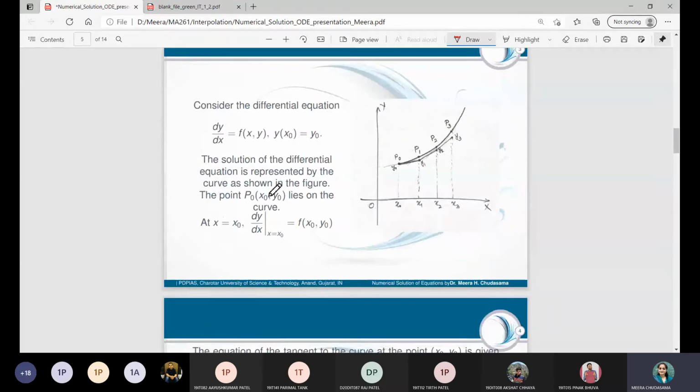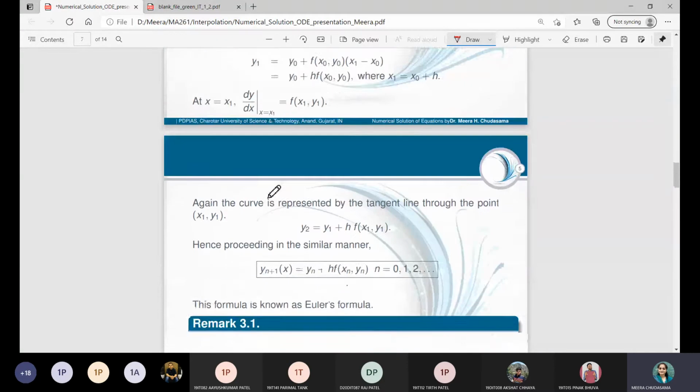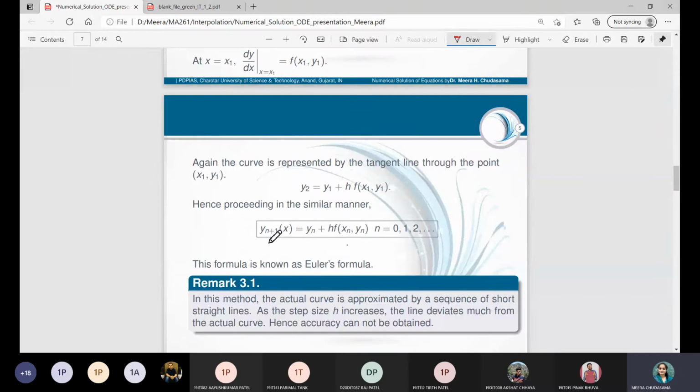Then we considered Euler's method, in which the general formula is yn plus 1 is equal to yn plus h times the function at xn and yn. This is also one kind of increment. Suppose I say this is delta y. It may be positive, it may be negative, but it will be added to the previously iterated value.